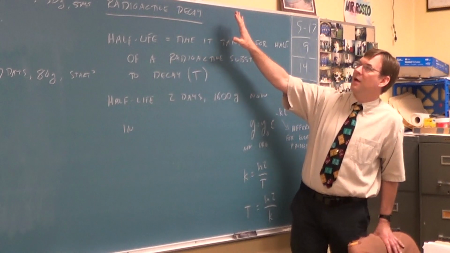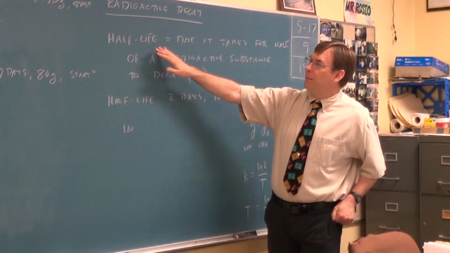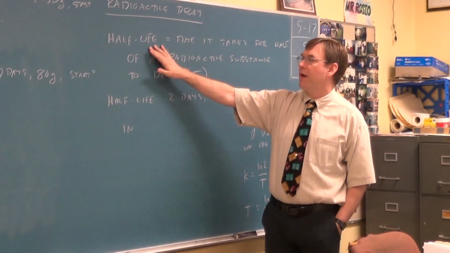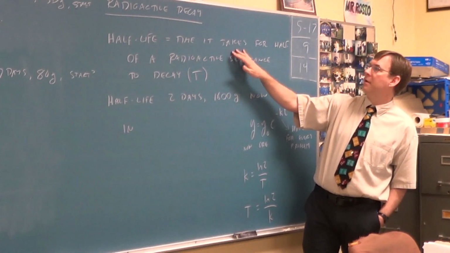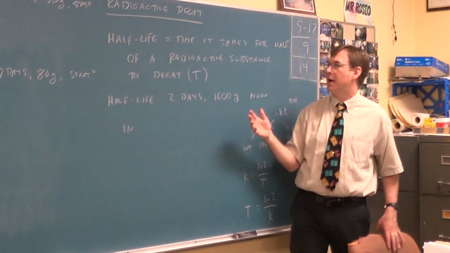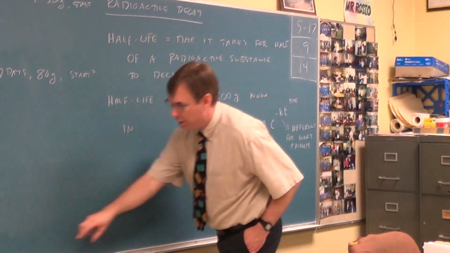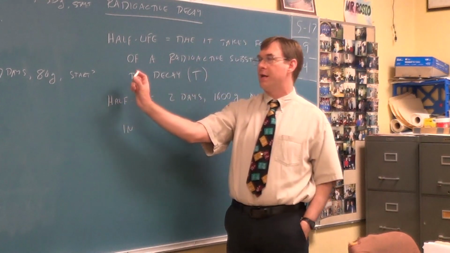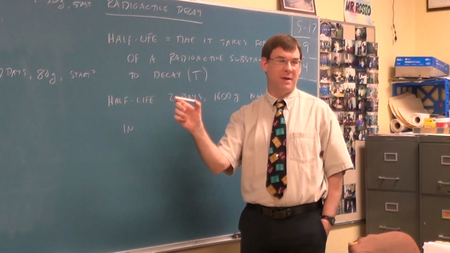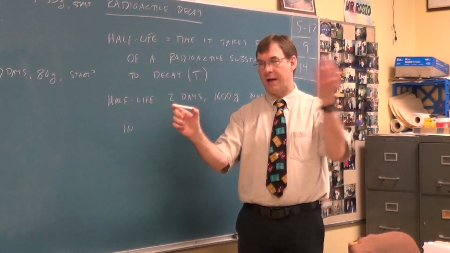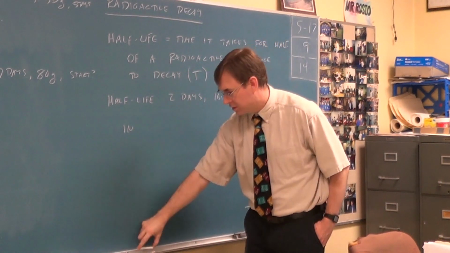But the idea of a measurement of radioactive decay is that every element that's radioactive has a thing called its half-life, and that's the basis of today's math. The half-life is simply the amount of time it takes for half of a radioactive substance to decay. So, for example, if this chalk were radioactive with a half-life of 10 minutes, that means if I walk away for 10 minutes and come back, I wouldn't have a full piece of chalk. I'd have half a piece of chalk.